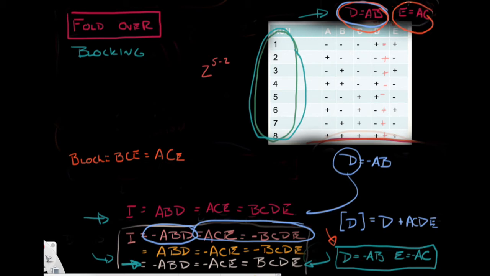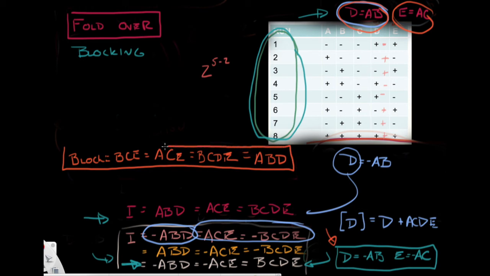And likewise, we're going to take ACE times each of these. So ACE times ABDE is BCDE. Of course, ACE times itself is just, whatever, 1. And then finally, ACE times BCDE is going to be AB.